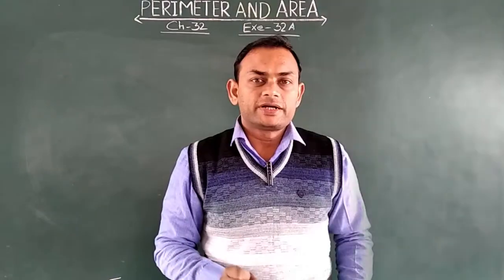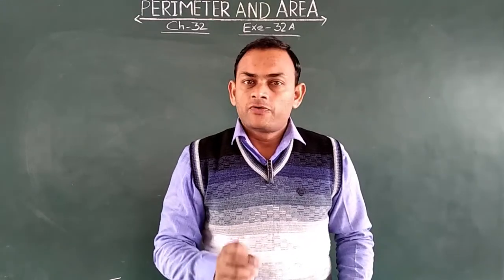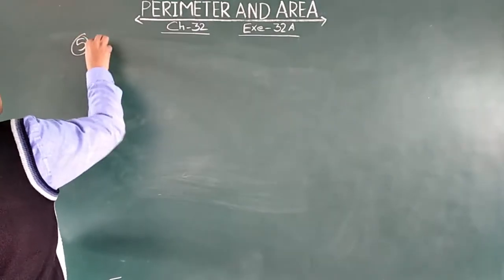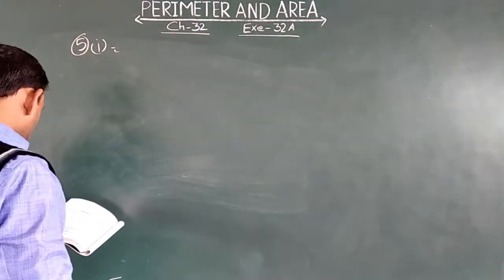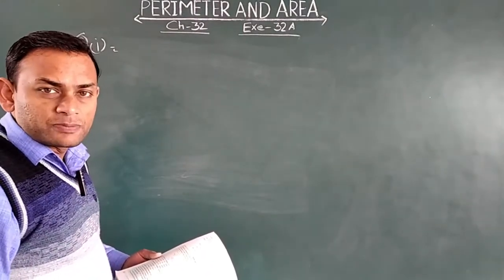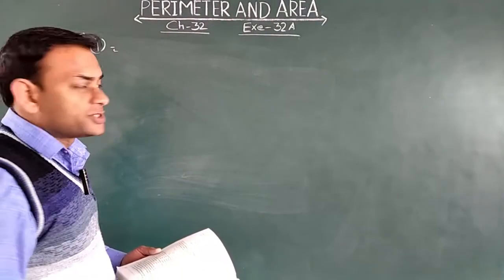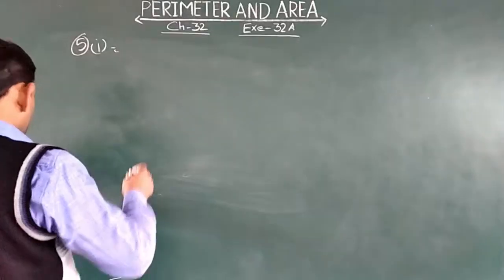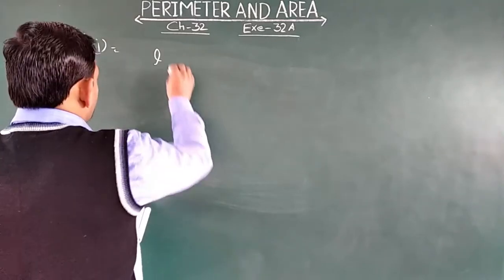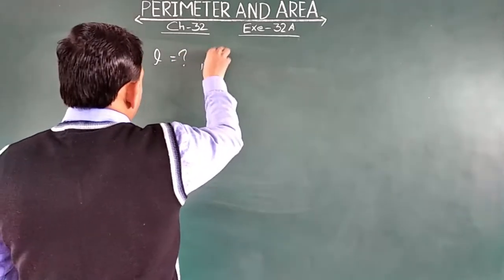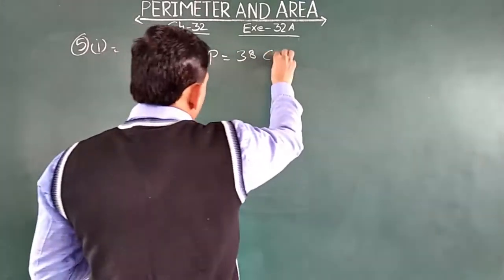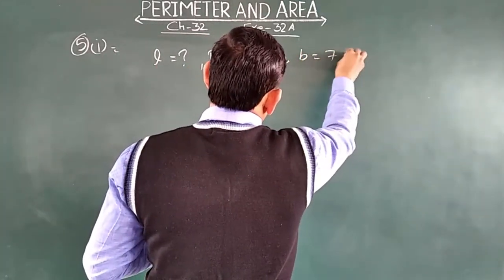Got it? After that, I am just going to tell you question number 5. I am telling the first part of this question. This question says that if P represents the perimeter, L represents the length and B represents the breadth, find the length. In the first part, P is given, meaning perimeter of rectangle is 38 centimeter and breadth is 7 centimeter.